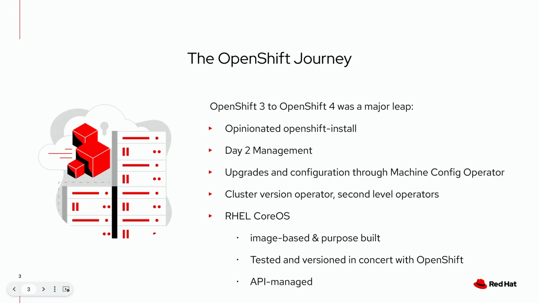We bake the OpenShift components inside. We test it all and build it together with OpenShift. All of the CI happens on top of Red Hat CoreOS. You don't really get one without the other, so they're tested and versioned in concert with each other. And it's also API managed. For example, that configuration I mentioned before goes into a machine config, which just so happens to get stored in etcd, which is what etcd was created for to begin with, right? That's why it's called etcd.